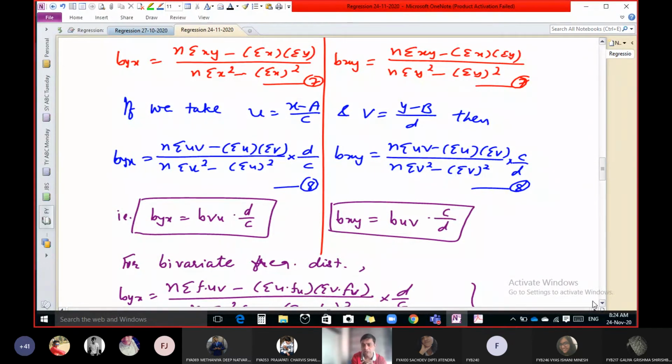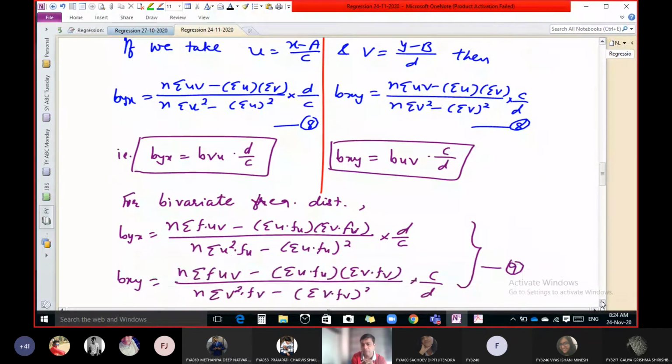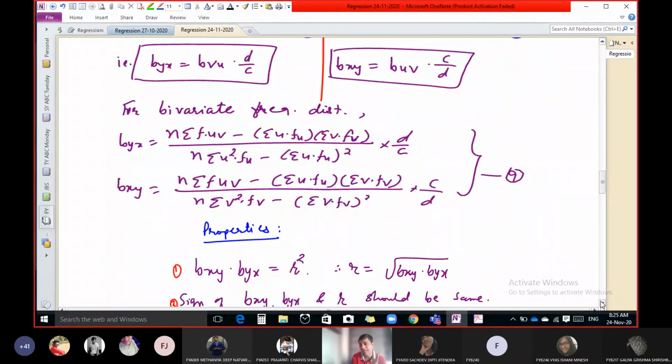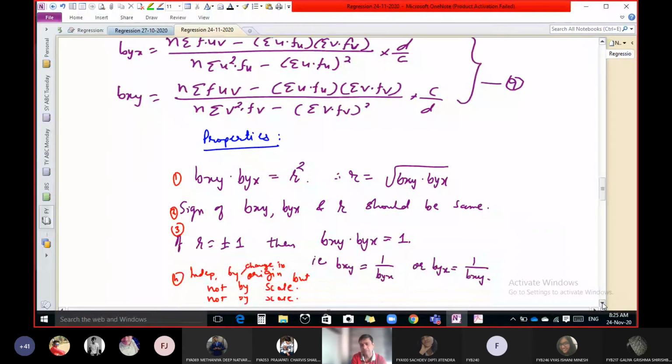Now this formula, formula number 9, is totally new for you. We will discuss it whenever we require it, in that type of situation for a bivariate frequency distribution. We will discuss the bivariate frequency distribution in detail, maybe not in the next lecture, but in another lecture after the next one. We will discuss this in detail in that lecture only, so no need to waste time right now. Now let us discuss properties.